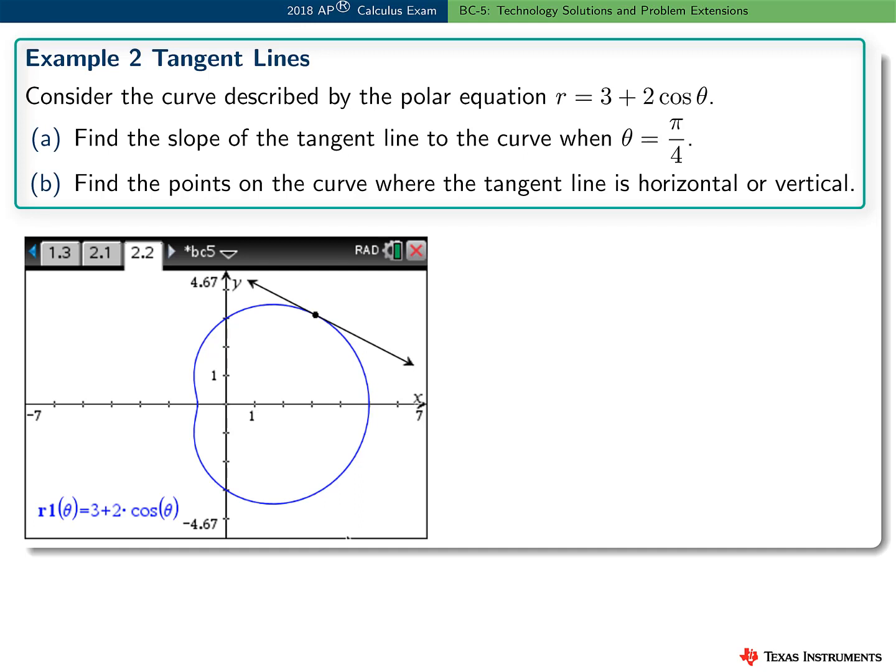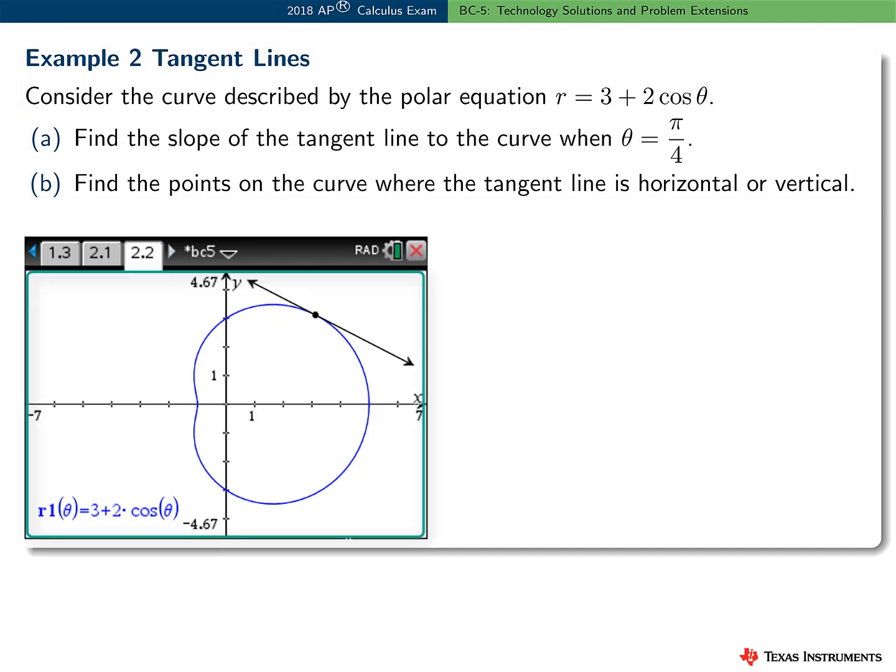Here's another example for you to try. Suppose we consider the same polar curve described by r equals 3 plus 2 cosine theta. Find the slope of the tangent line to the curve when theta equals pi over 4. In Part B, find the points on the curve where the tangent line is horizontal or vertical.